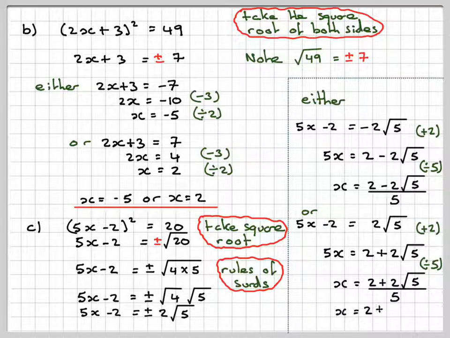So there are two answers, and we can write them like this. x is equal to 2 plus or minus 2 root 5 over 5. And this relates greatly to the quadratic formula, which we're going to look at in a later video. Okay, so this has been another video to show you how to solve some quadratics by some different techniques other than factorisation. I hope you've understood, and I thank you very much for watching.